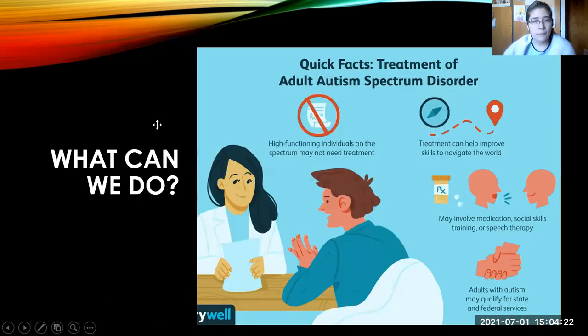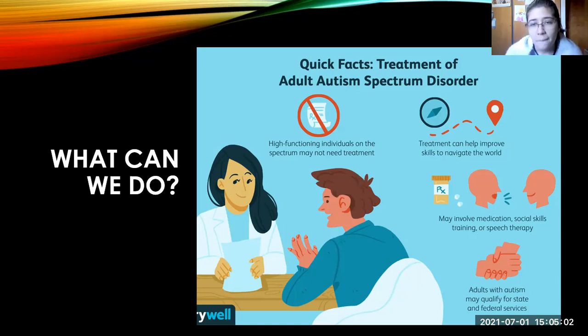And about this, what can we do? These are some quick facts. Treatment of adult autism spectrum disorder: high functioning individuals on the spectrum might not need treatment. This means that they can be alone and do things alone all the time, which is really good because it's just a condition, it's not an illness. And others will need treatment, which can help improve skills to navigate the world. Maybe they need a little push to become functional adults.